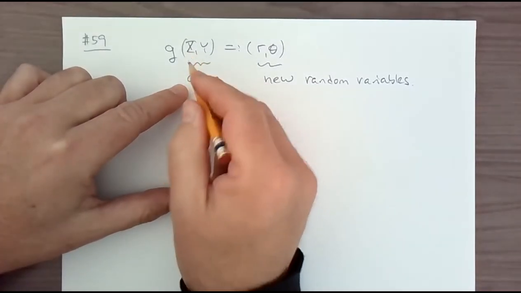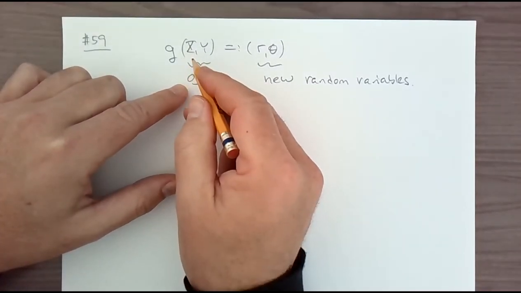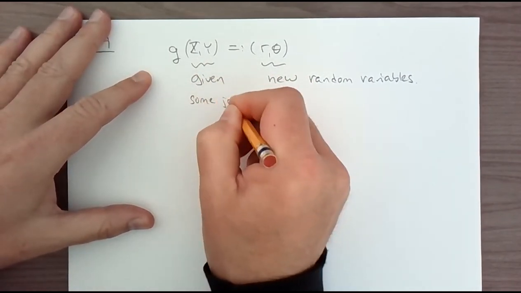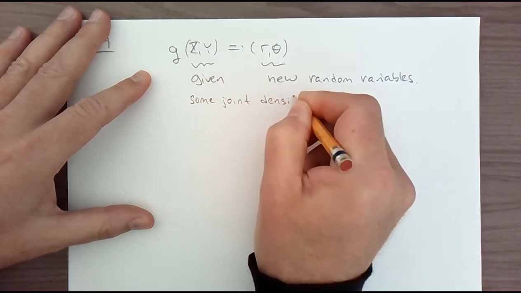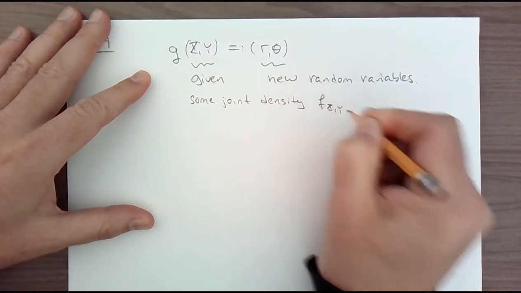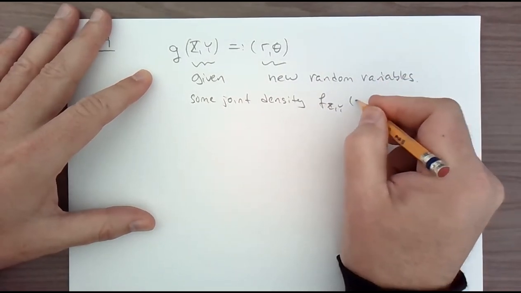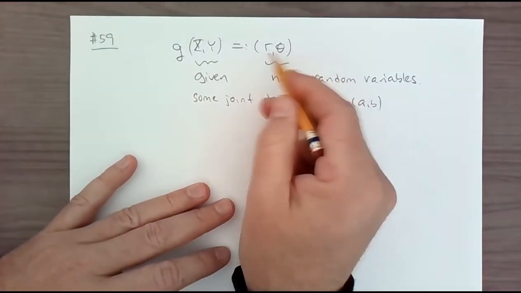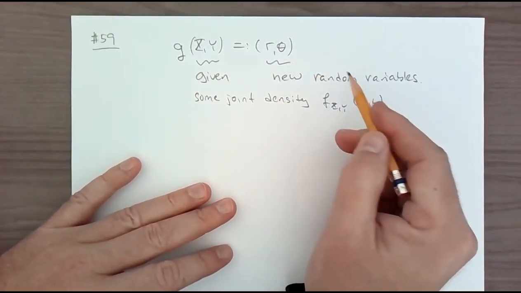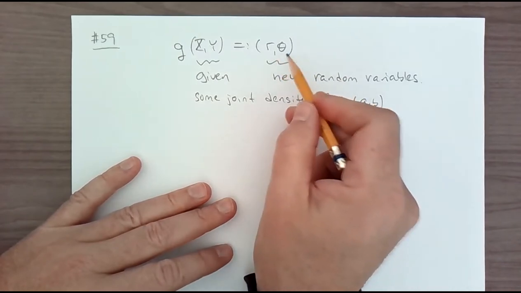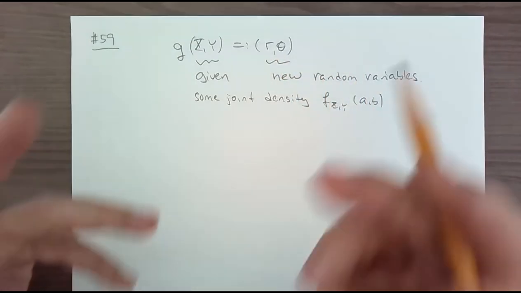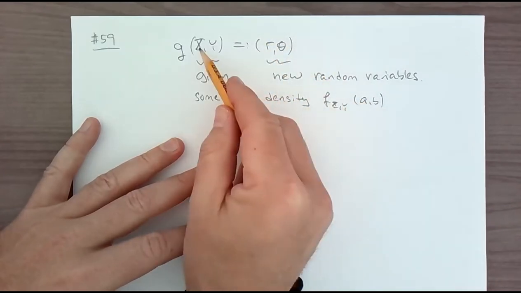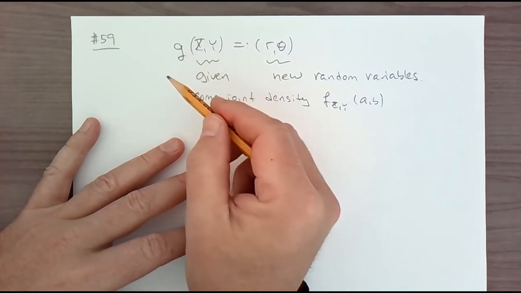So we know what their joint density is. Right, we know, so we're given some joint density. Let's call it f_xy, evaluated at some points, say a and b. And then we get new random variables, r and theta, and we want to know what that joint density for r and theta is. Well, we should be able to express that joint density of r and theta in terms of x and y's joint density, and then the function g.